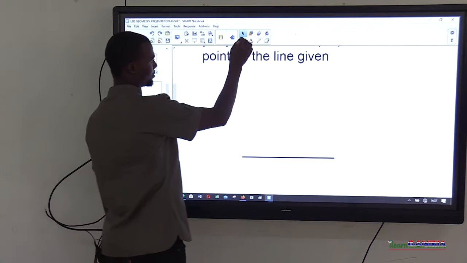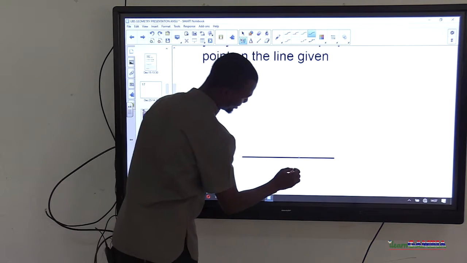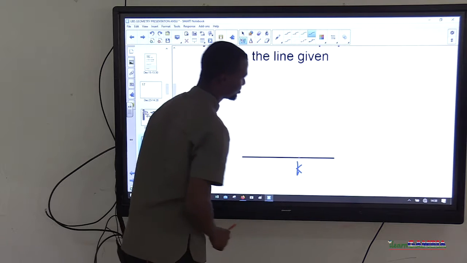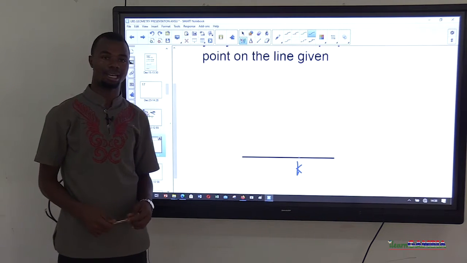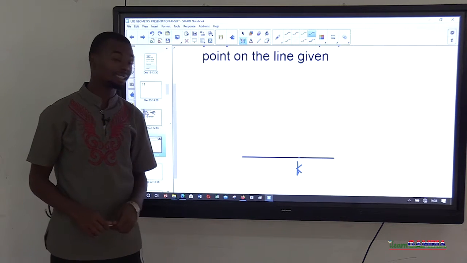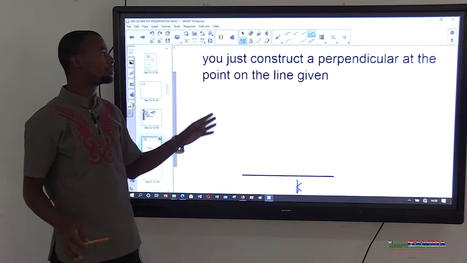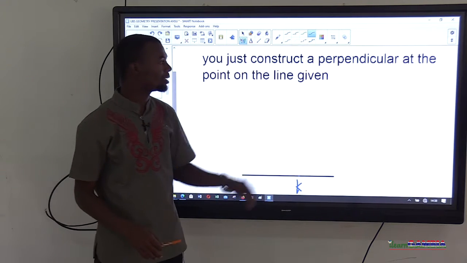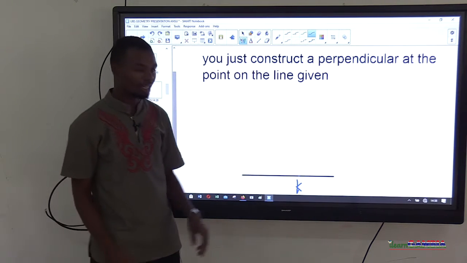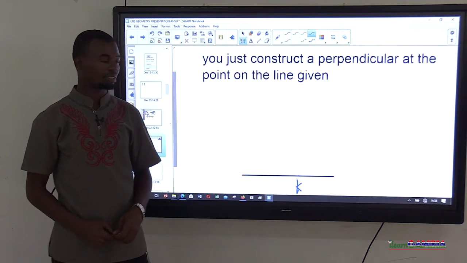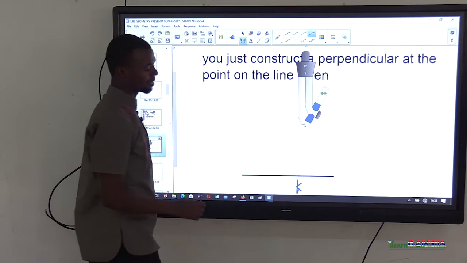The given point, we assume this is the given point, and that point, let's say, is K. We are constructing 90 degrees at K on this line. The procedure is simple. You just construct a perpendicular at the point on the line. So this is the point on the line. We take our compass and construct a perpendicular on that line.